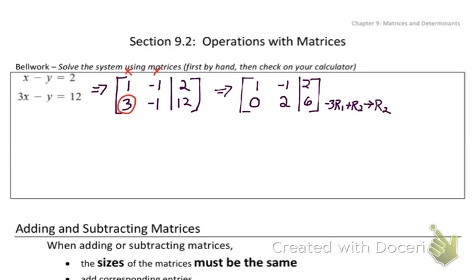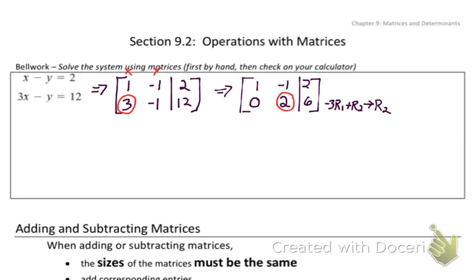And I ask myself, which of those needs to be 1? The -1 or the 2? Yeah, the 2. So I'm just going to focus on that first. We focus on our 1s first, and then we focus on our 0s secondly. So I need to change that 2 to a 1.